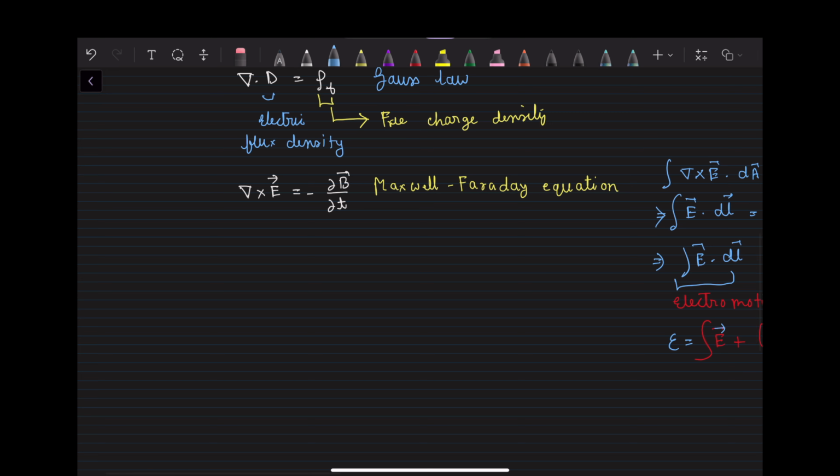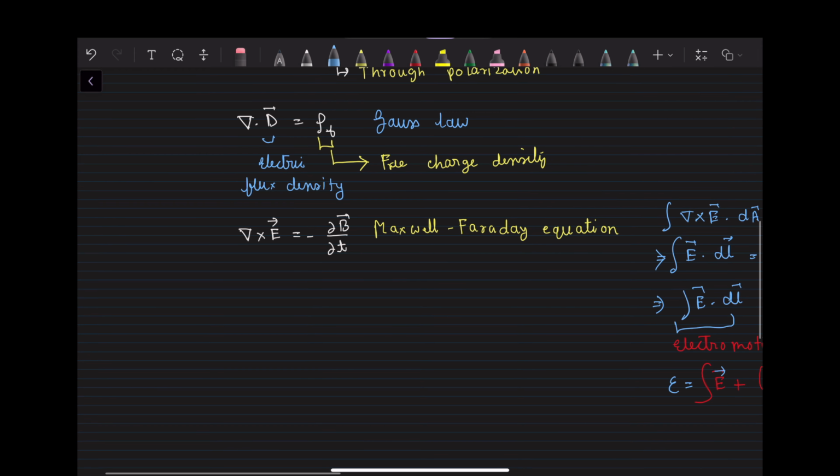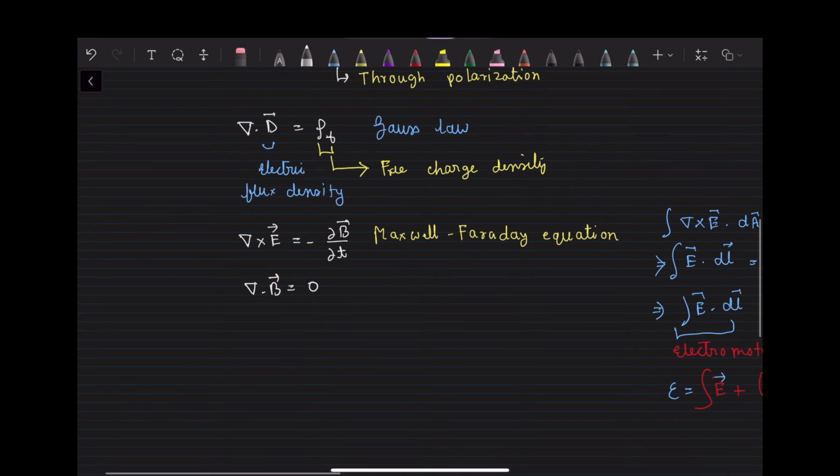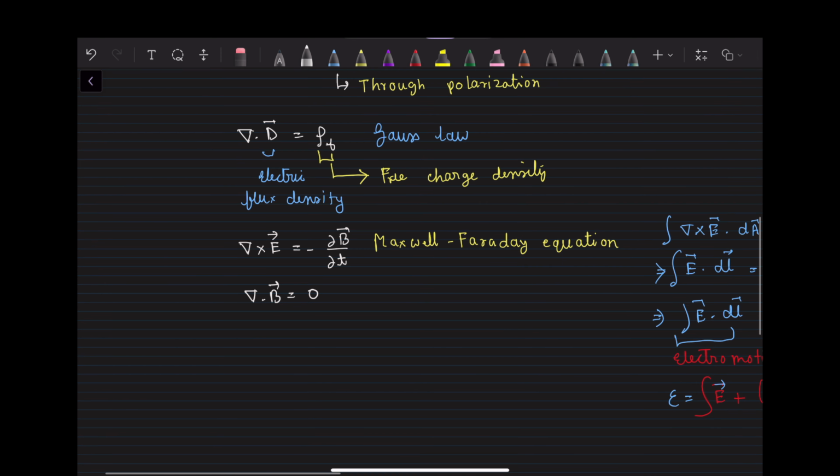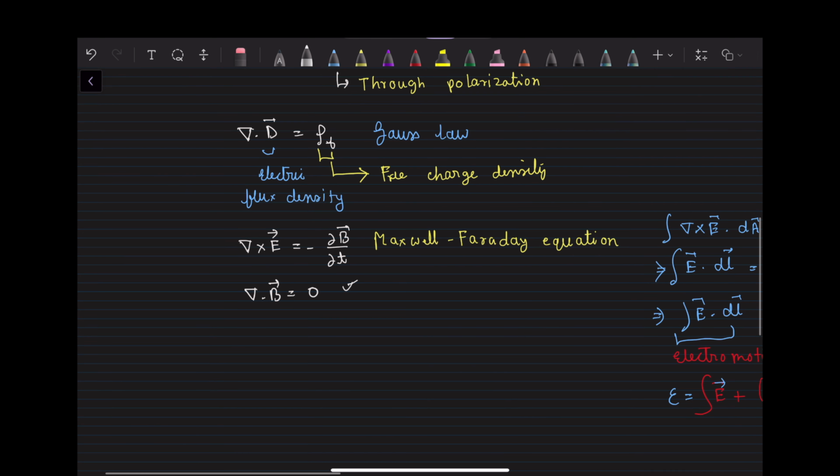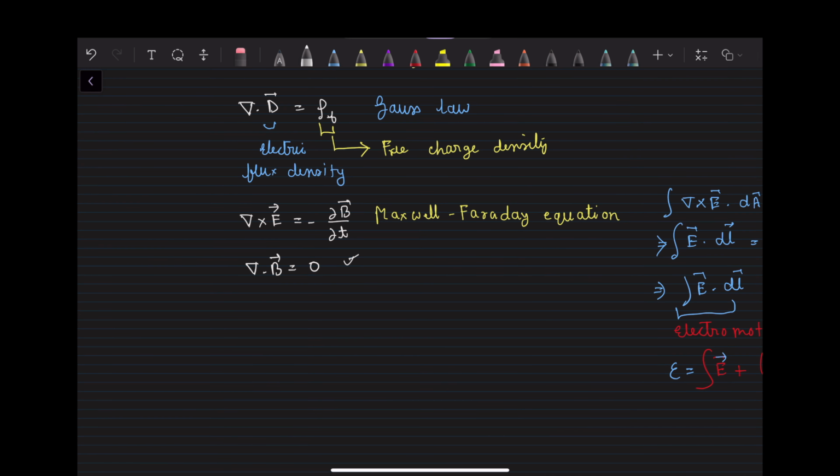And then of course we have, did I write, yeah, sorry, I didn't write this. It's very similar to Gauss's law, right? But in terms of magnetic field. This basically means total flux in a closed surface is zero.